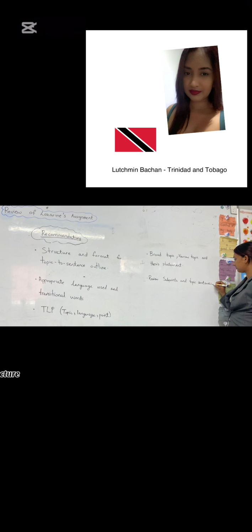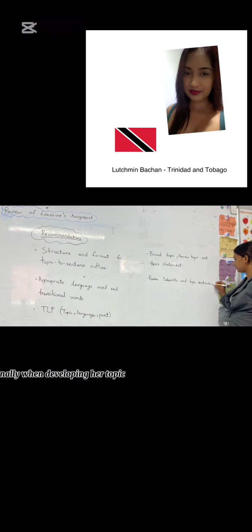In terms of structure, Lazarine's outline is missing the proper format. She needs to include a broad topic, which should be: explain the three steps of the process of unifying the Caribbean region. A narrow topic: three main steps of the process of unifying the Caribbean region. And a thesis statement: the process of unifying the Caribbean region begins with promoting a shared identity, followed by strengthening regional tourism, then increasing joint investments.